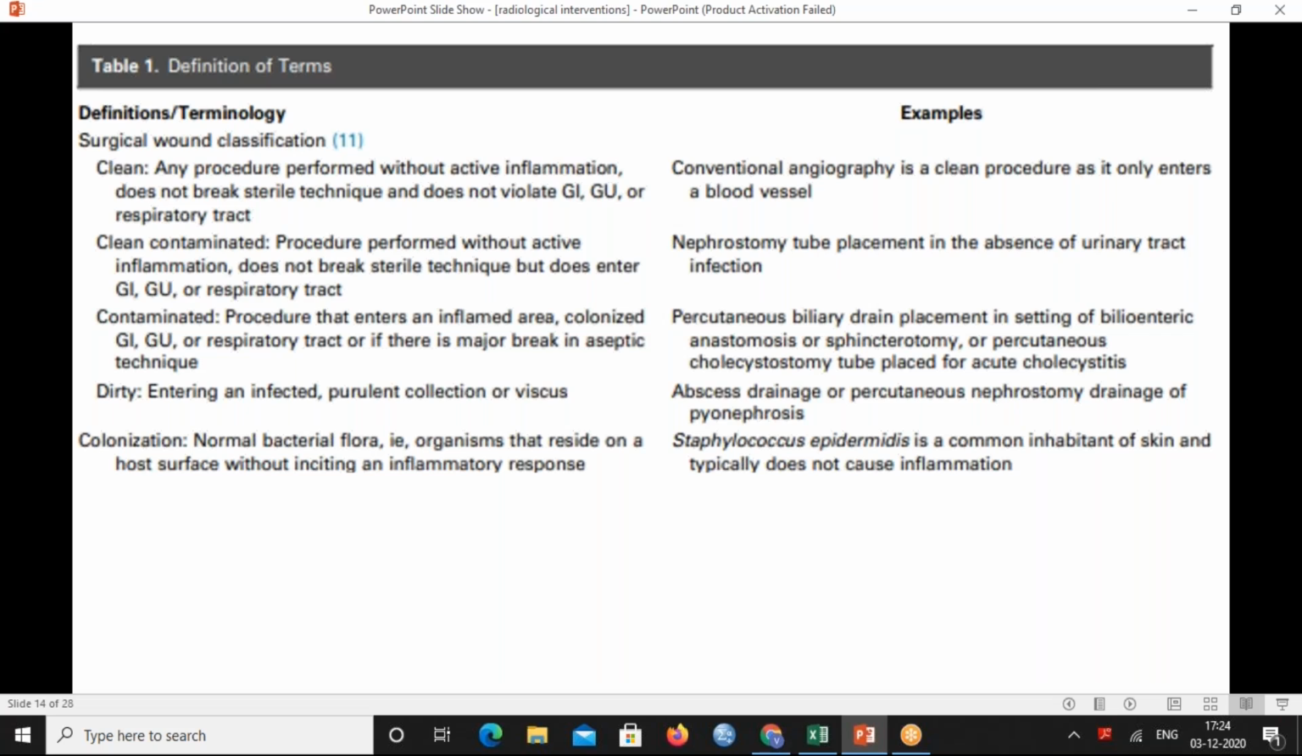It's a clean procedure. Clean contaminated procedures are done without active inflammation and no breach in sterile technique, but they enter the GI, GU or respiratory tract, like nephrostomy tube placement in the absence of UTI. Contaminated procedures are those that enter through an inflamed area, colonized GI, GU or respiratory tract, or where there is a major breach in aseptic technique, like PTBD, percutaneous cholecystostomy tube placement for acute cholecystitis. Dirty procedures are like abscess drainage or percutaneous nephrostomy drainage for pyonephrosis.